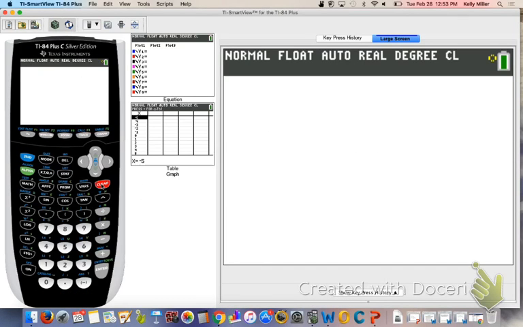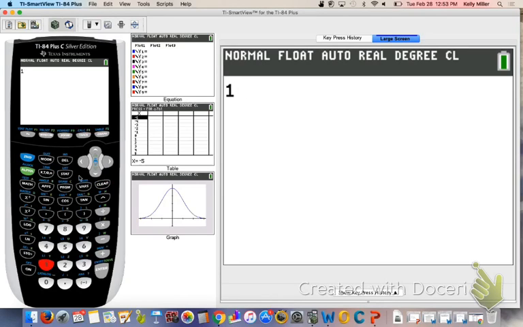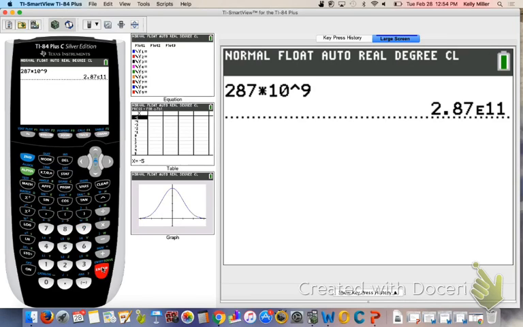Can I get rid of this slide? So if you look at this calculator, if I were to do, let's say, what was the last example we had? 287 times 10 to the, let's make it giant, 9th power. So notice how it turns it into scientific notation. It uses the letter E instead of a times 10 to the 11th power. So if this ever pops up on your calculator, we would just rewrite it as 2.87 times 10 to the 11th power.